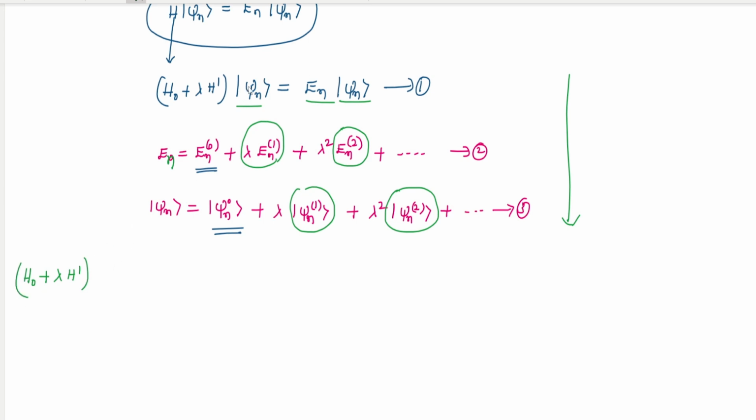Okay. So in place of ket psi n, here we are expanding in terms of a power series. I'm going to write this power series: psi n power 0 plus lambda psi n power 1 plus lambda square psi n power 2. This is the second order term, just an indication, okay? It's not psi squared.